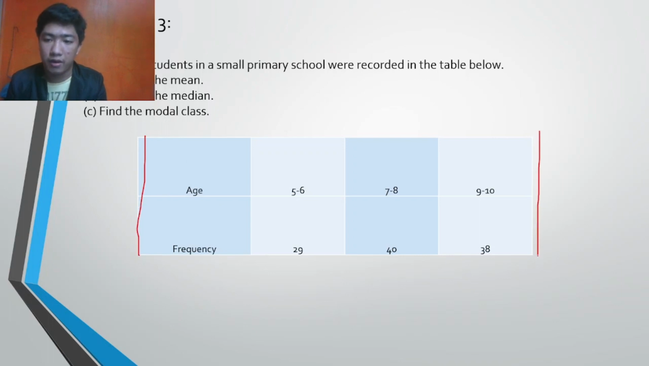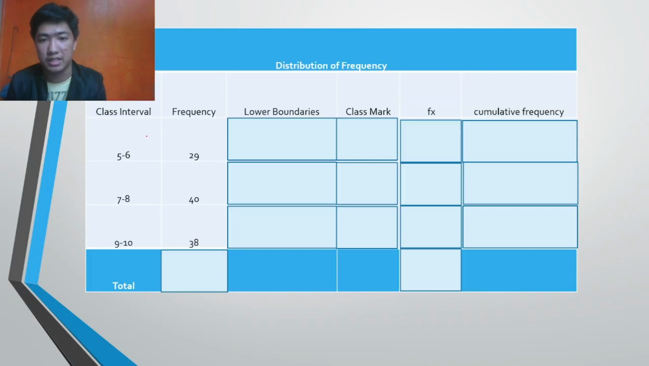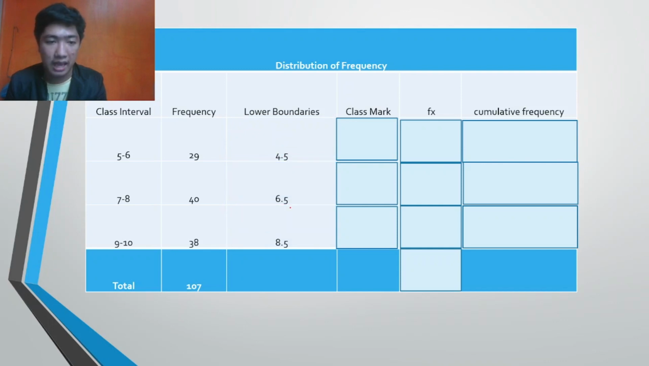In this problem again, we are given a table. So we solve for the entirety of the table, the frequency distribution. We just add all of the frequencies up, and that sums up to 107. The lower boundaries are 0.1 minus, then 0, 4.5, 6.5, and 8.5. For the class mark, we add the boundaries up and divide by 2. So the class marks are 5.5, 7.5, and 9.5 for the third interval.